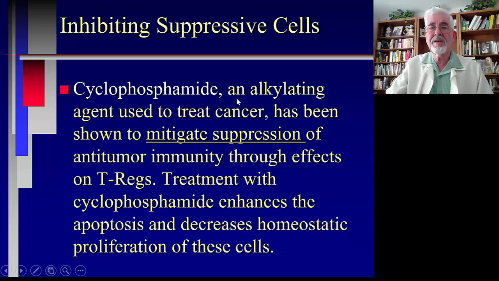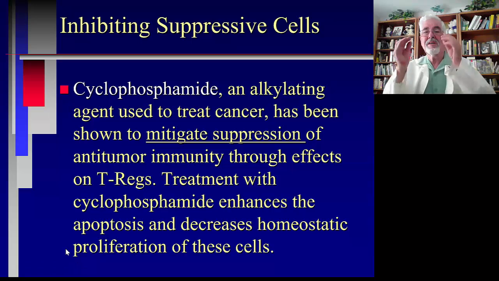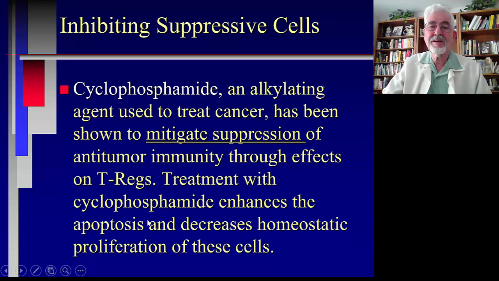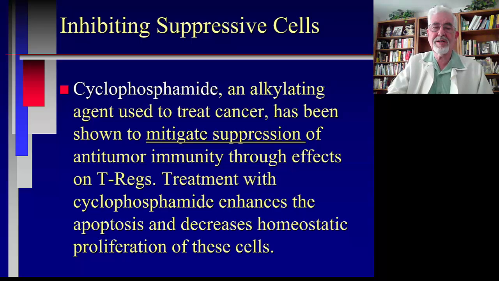So cyclophosphamide is an alkylating agent used to treat cancer, and it has been shown to mitigate suppression of anti-tumor immunity through its effect on Treg. Treatment with cyclophosphamide enhances the apoptosis and decreases the homeostatic proliferation of these cells. So you see what happened is that those cancers that get Cytoxan are able to deplete the Treg, and this way enhance the response of the cryo immune booster that happened with the cryo procedure.